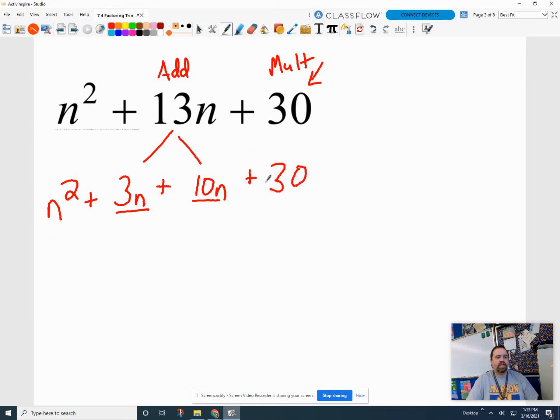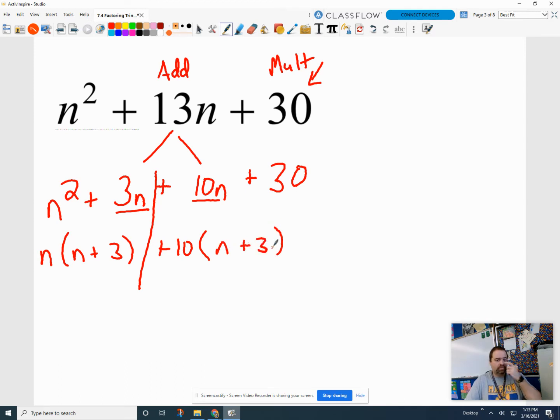Right, the n squared drops down, the 30 drops down, and then you go back to factoring by grouping that we've done the last couple of days. So I'm going to cut this thing in half. Greatest common factor on the left is n, which leaves me n plus 3. And on the right, my greatest common factor is 10, which leaves me, again, n plus 3. So this polynomial, this trinomial, factors down to n plus 3, n plus 10.